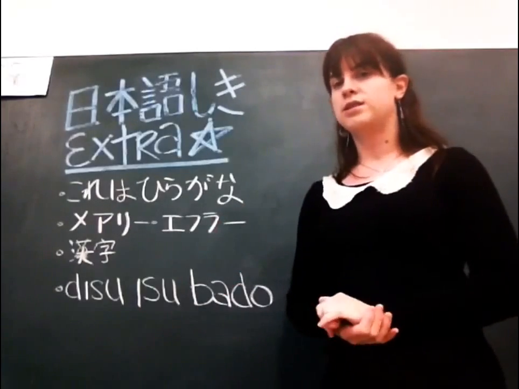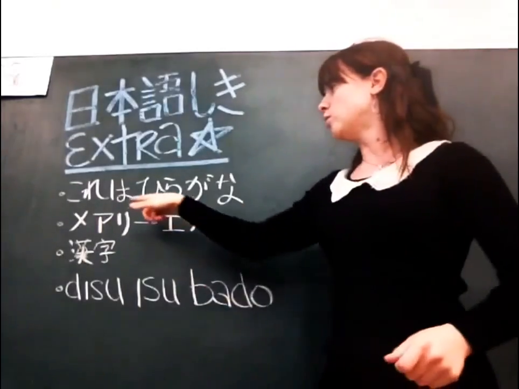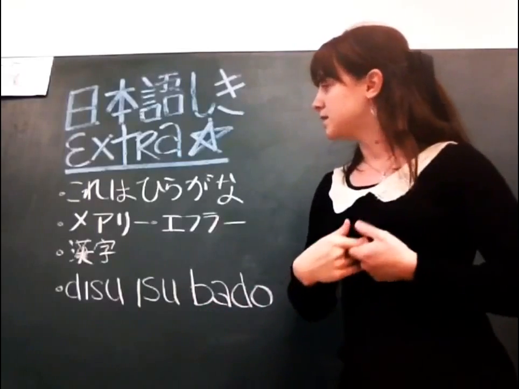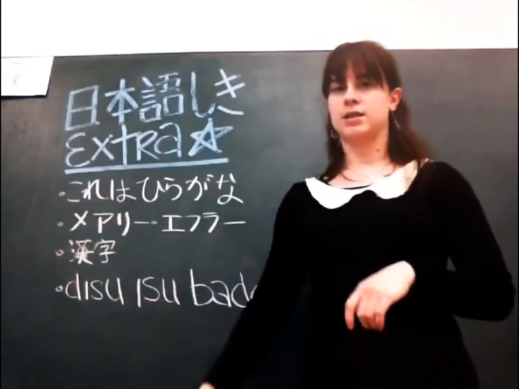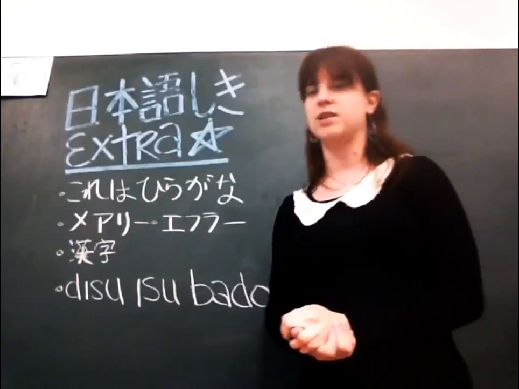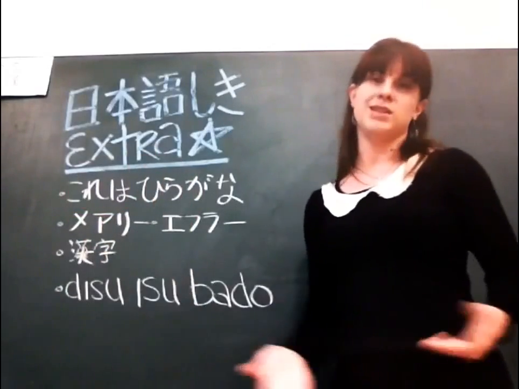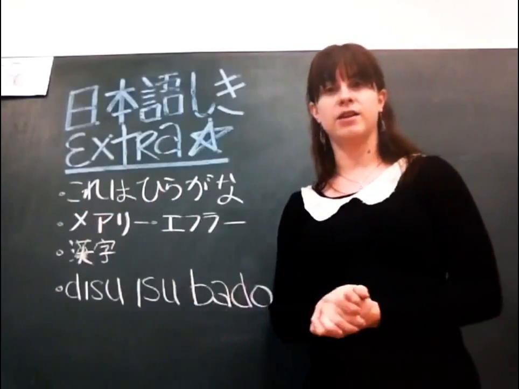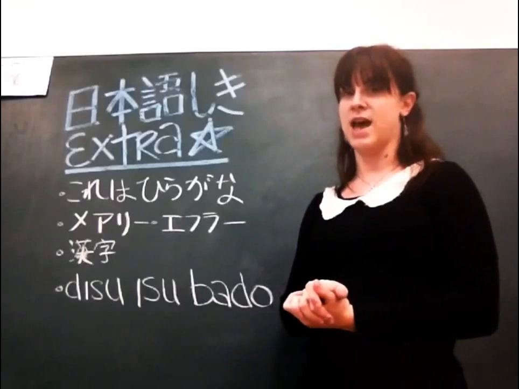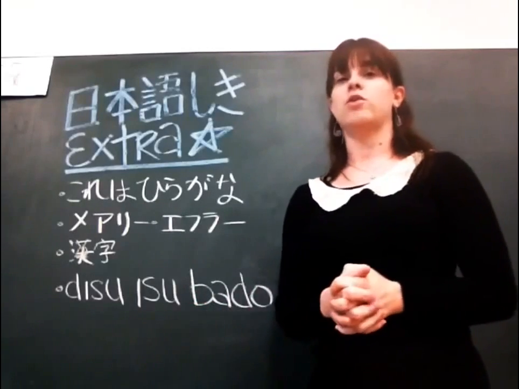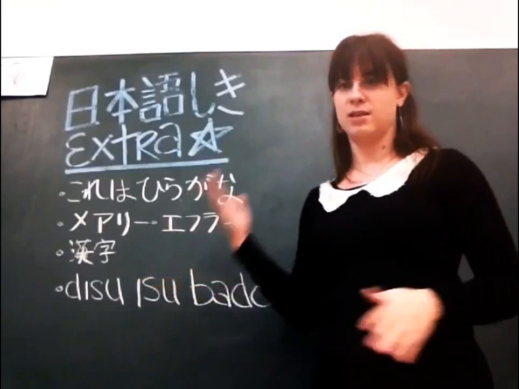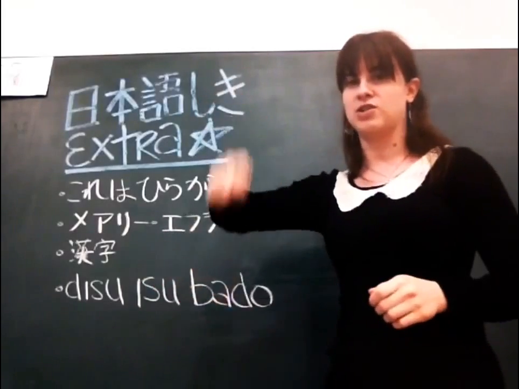Hiragana is used primarily for particles like wa and ga and ni. It's also used in simple words that just don't have a kanji associated to them, like kore, which is this. It's also used when conjugating various verbs and adjectives and adverbs. So like utsukushi, that kushi is written in hiragana because it's where you can change things and conjugate.